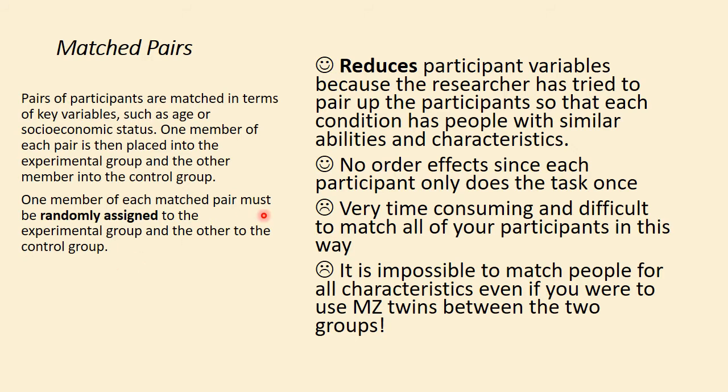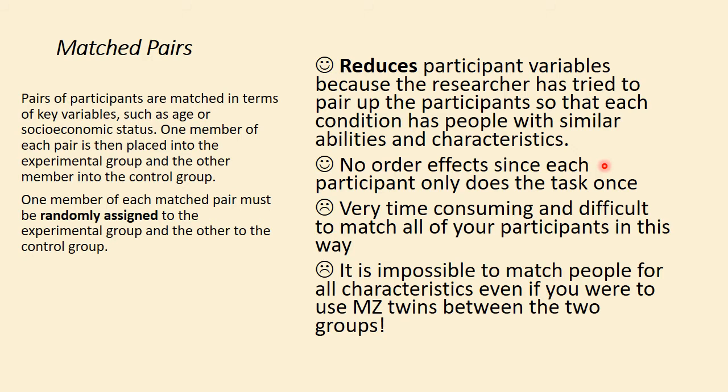Hopefully, matched pairs reduces participant variables because you tried to pair them on whatever you think is going to be important. And crucially, like independent groups, there'll be no order effects because a different group of people are taking the test. So they're only ever doing the task once, and you're hoping that if you've matched them properly, your variable of age won't matter anymore.